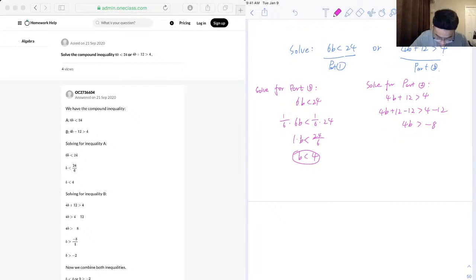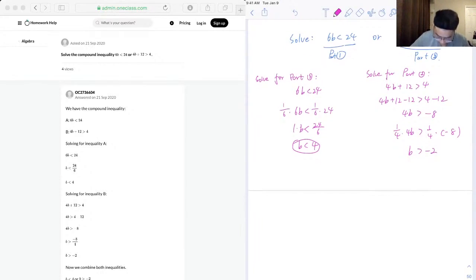Right. So similar to part 1, we times 1 over 4 on each side to get rid of the coefficient of b. 1 over 4 times negative 8. And 1 over 4 times 4 is just 1. So we only got b on one side. And negative 8 divided by 4 is just negative 2. Right. So that's what we got from the second part.